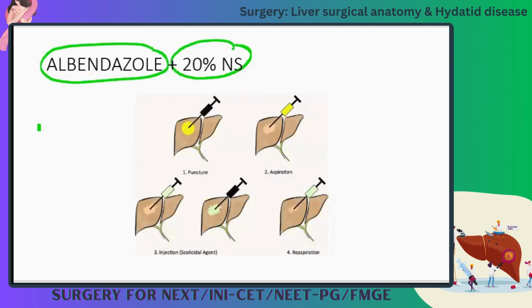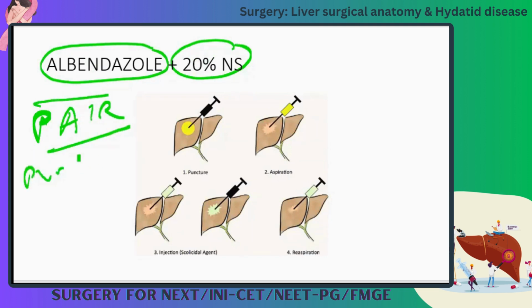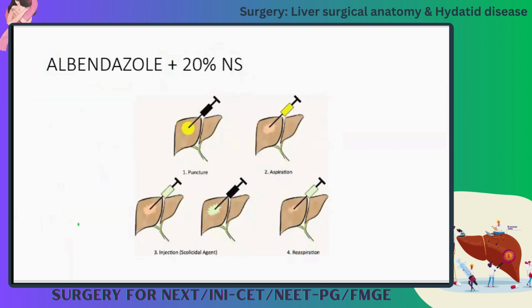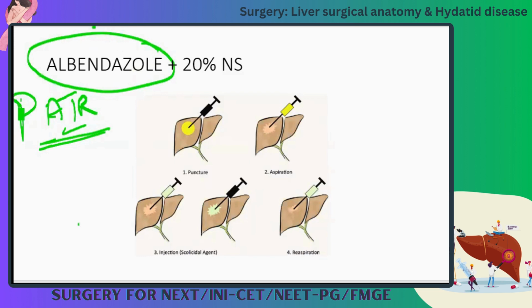Here, what we are doing is known as the PAIR technique. Puncture, aspirate, inject. So this technique is known as the PAIR technique. You puncture, you aspirate whatever material is there, and you inject. What do you inject? Albendazole? No, we cannot inject albendazole; albendazole is given orally. We will give some scolicidal agent, which will kill the scolices.